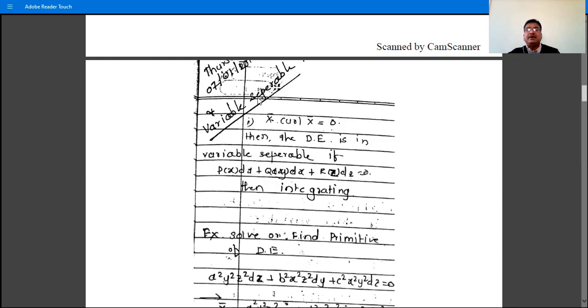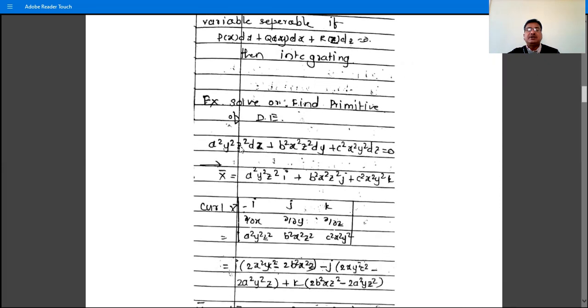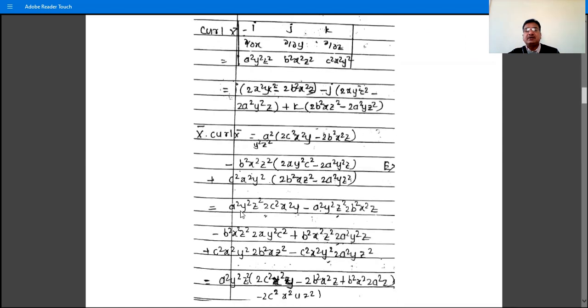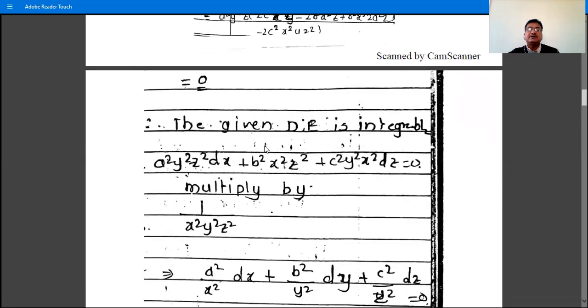Some special types: variable separable form. The first is variable separable. So solve the differential equation a square y square z square dx plus b square x square z square dy plus c square x square y square dz is equal to 0. Write X bar, find curl X bar, and then find X bar dot curl X bar. It is equal to 0, and therefore the given differential equation is integrable.